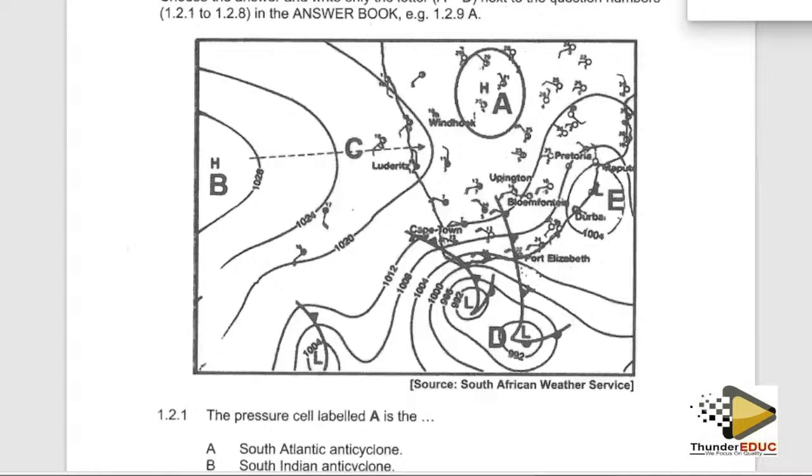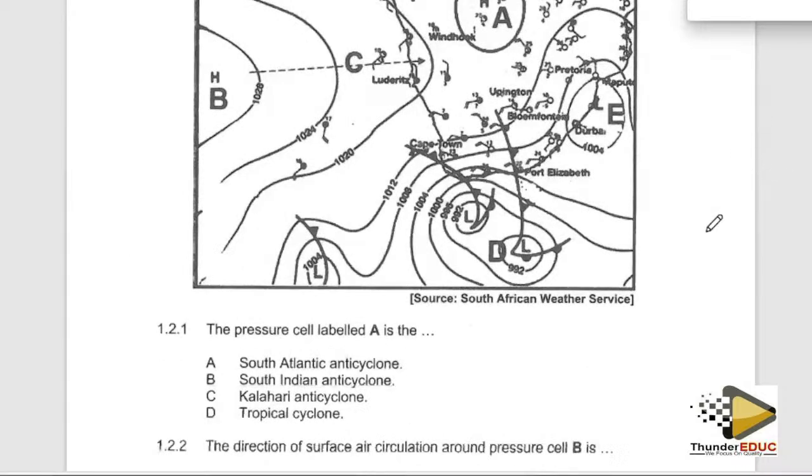It says, various options are provided as possible answers to the following questions. Choose the answer and write only the letter A to D next to the question. The instructions tell us to choose the answer between A, B, C, and D. Right.